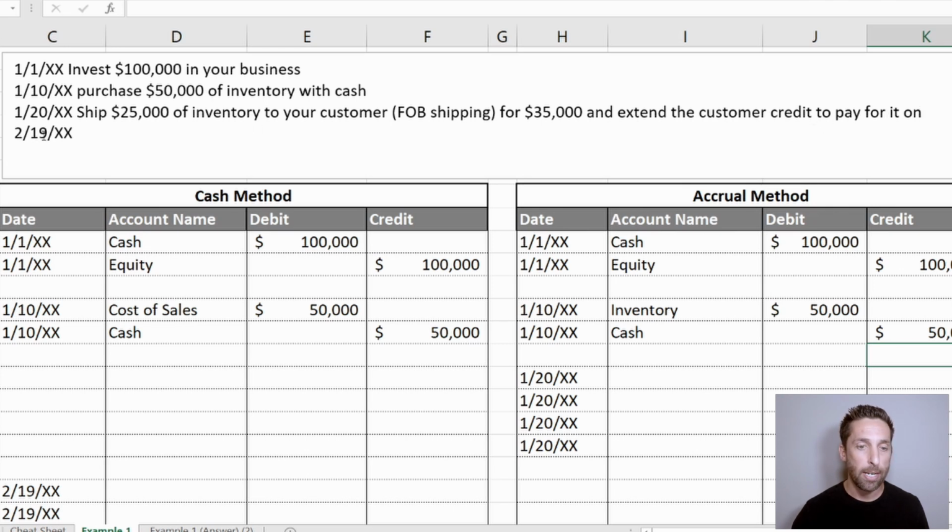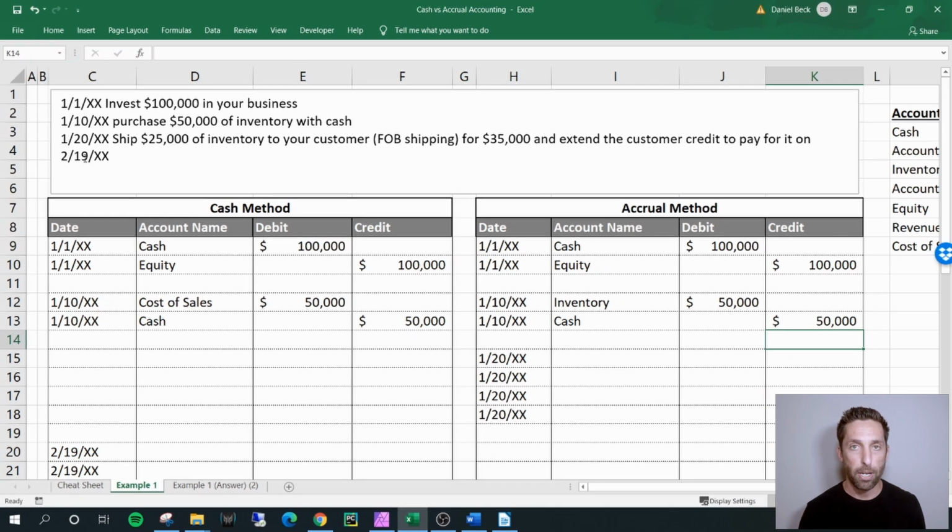Now, this is where we're going to see a huge difference in the two methods. So in the cash basis method, we're not going to recognize revenue until we collect it. Well, according to this transaction, we're not going to collect money for this sale until February 19th. However, under the accrual basis method, we can actually recognize this revenue because we have actually earned it. Typically what happens is a customer, in a transaction like this, would send you a purchase order. You would fulfill that purchase order by shipping that order to them. And in this case, we have terms that is FOB shipping point.